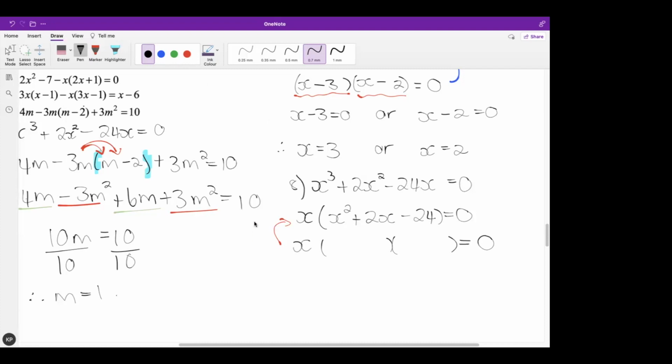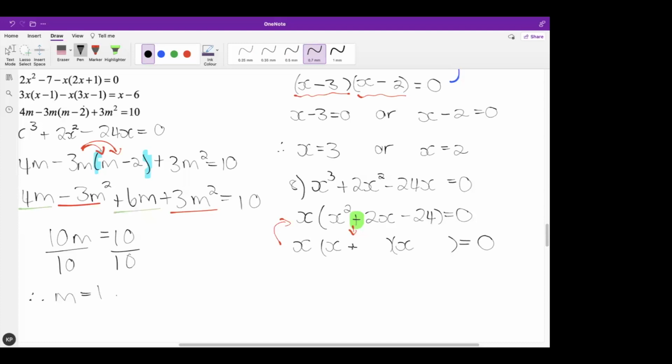So step 1, Alice, we want 2 factors that are going to give me x squared. What's the only way I can get x squared? X times x. Great, you're still with me. Now, my first symbol in my trinomial is a positive. So what is my symbol for the first bracket going to be? A positive. Wonderful.